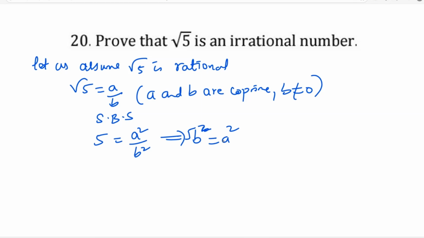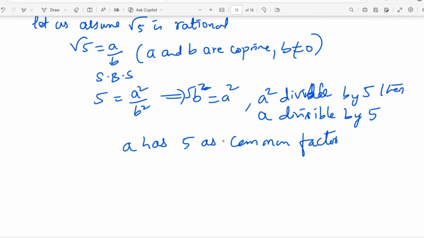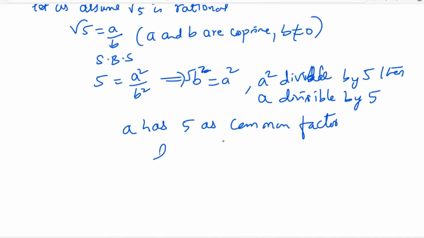That implies a square is divisible by 5. Then a is also divisible by 5. Therefore a has 5 as a common factor. Because it is divisible, it has a common factor. Now let a equals 5k.